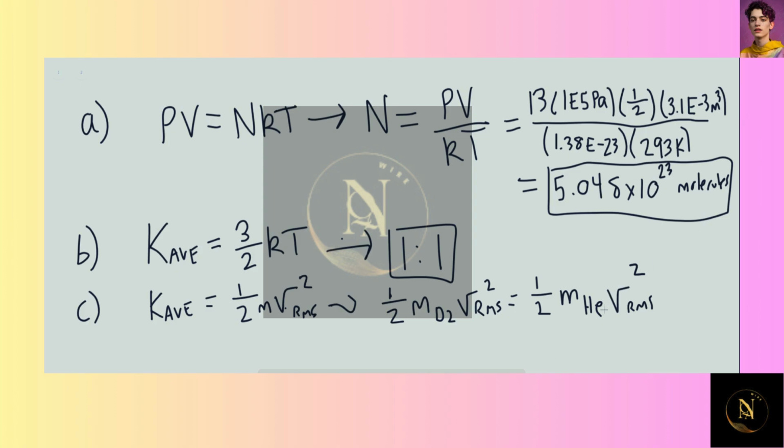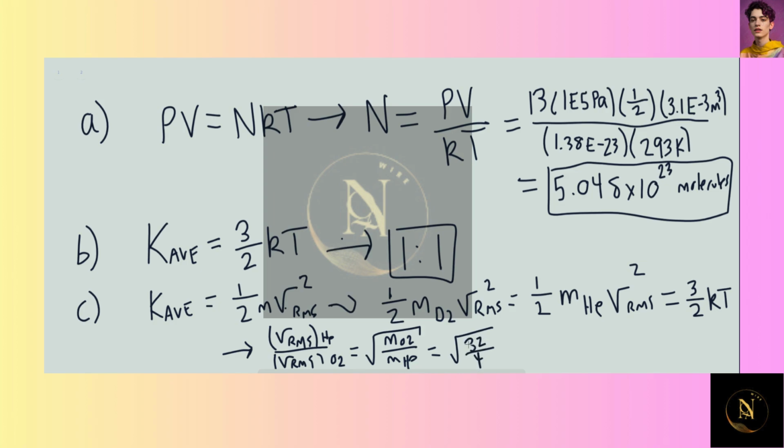Now, if you recall, this has to be equal to 3/2 kT from part B. So if we reorganize this to get the ratio of RMS speeds, v_rms of helium over v_rms of O2, it ends up simply being the ratio of the square roots of the masses, which will be root 32 over 4, because O2 has a mass of about 32, and helium is mass about 4 in atomic units. This is just root 8, which is about 2.8.